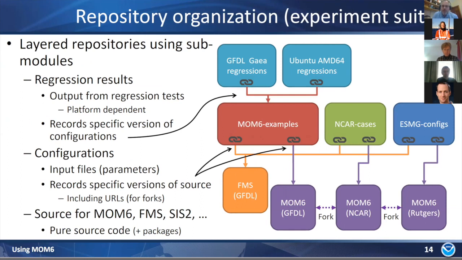And so this is a view of how everything fits together right now. MOM6 examples is this big super repository. It points to particular versions of the code with these symbolic links, these Git submodules. NCAR cases, ESMG configs, all these other super repositories are very analogous. They point to their own versions of MOM6. And right now, those are collections of experiments for the most part. And we're advocating that we should actually think about breaking them up into smaller parts. This is a slide we've shown before about how everything's organized for those who need to understand it.